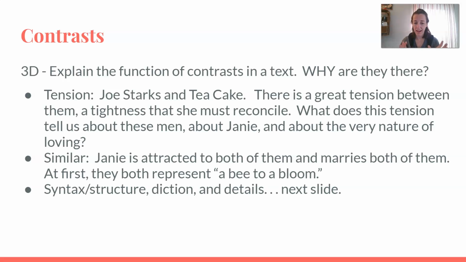In order to do that, I have got to find a couple of scenes that I'm going to reflect on. It's, of course, what I'm asking you to do for creative analysis, but it's also what you're doing for your papers. Everything should be scene-driven. Scene with S-C-E-N-E. Everything is about the page. I know from my reading that Janie is attracted to both Joe Starks and Tea Cake. I know she marries both of them, and I know in both cases they represent a bee to a bloom.